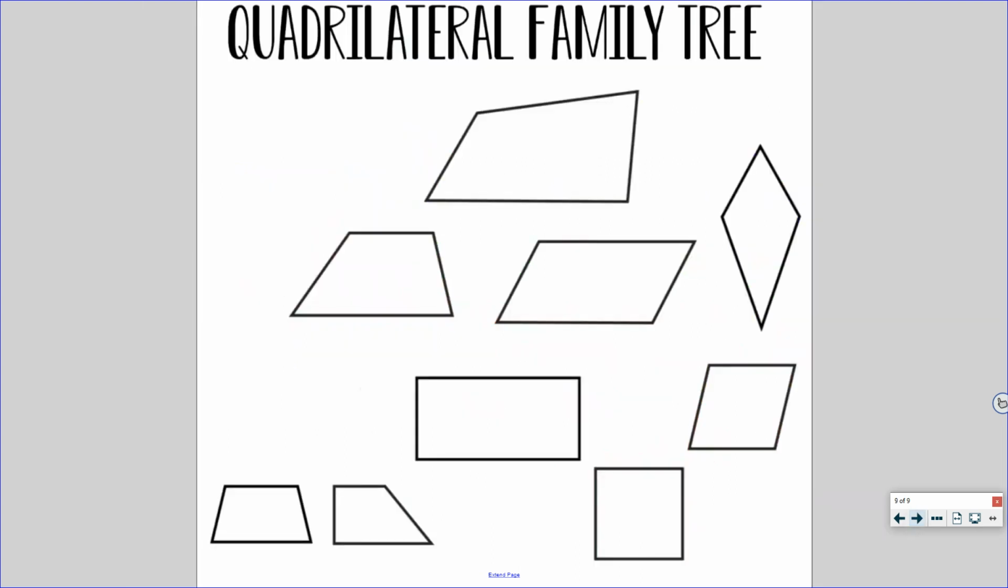Okay, one last thing. I have this little quadrilateral family tree that we're going to fill out as we learn more about quadrilaterals. What's a quadrilateral? 4 sides. Any polygon with 4 sides is a quadrilateral. That's the top of this family. It just has to contain 4 sides. What we've looked at now are a special type of quadrilaterals where the opposite sides are congruent and parallel, both sets, and those are parallelograms. It's a special type of quadrilateral.